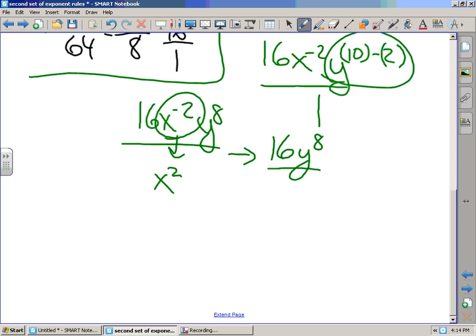When you flip the base and the exponent together over the fraction bar, the sign of the exponent changes. So in this case, it went from a negative to a positive 2. And our final result is 16y to the 8th over x squared.